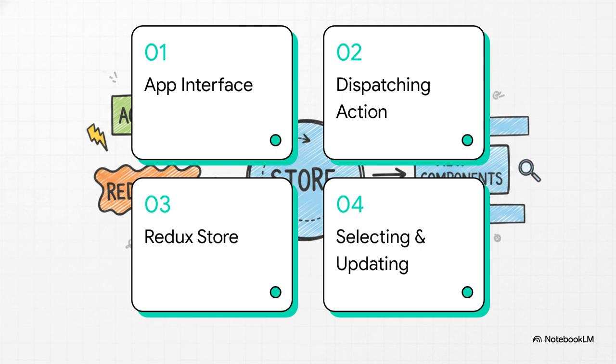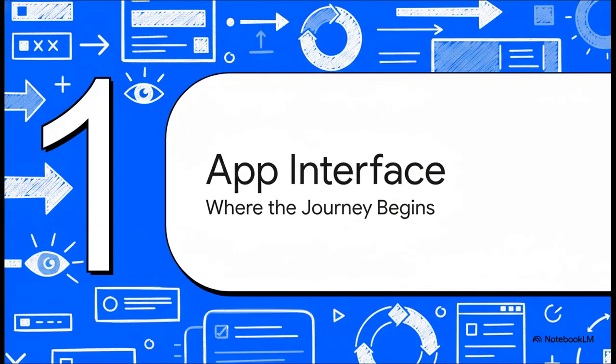1. The food app interface. 2. Dispatching an action. 3. Inside the Redux store. And 4. Selecting and updating.